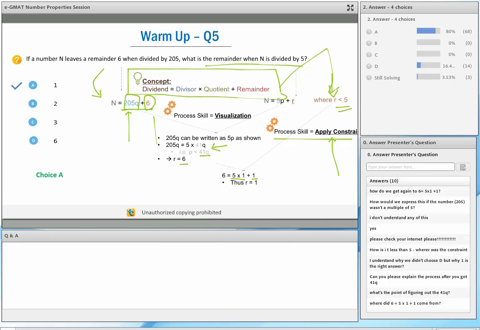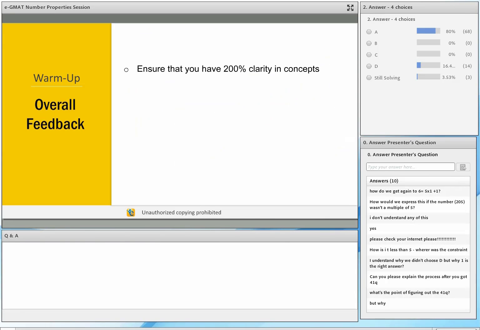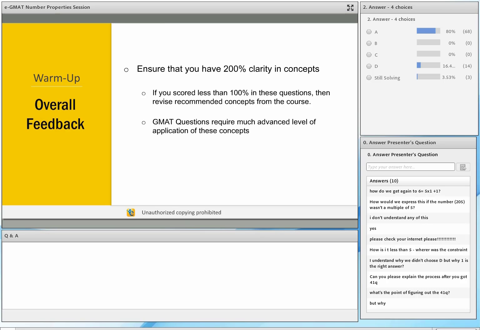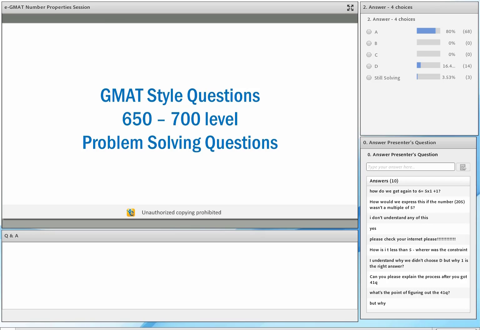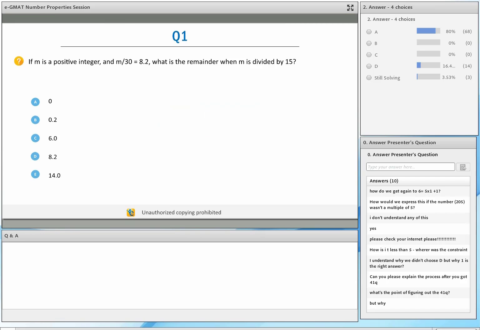All right. Okay, so now let's move forward, we're going to do an overall check on your concepts here. If you scored less than 100% in any of these questions, then you need to revise the concept. So I would urge all of you to go through the concepts that are there in the number properties course. Now, again, you absolutely need to have that level of understanding.